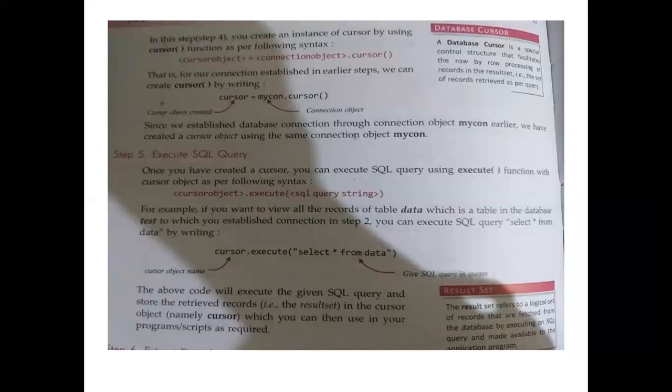So next, in this step 4, you create an instance of a cursor by using the cursor function as per the following syntax: cursor object equal to connection object dot cursor. A database cursor is a special control structure that facilitates row by row processing of records in the result set, the set of records retrieved as per the query. So you have to write cursor, the cursor object, equal to connection object, which is mycon, dot cursor function. So this is the connection object, this is the cursor object created. Since we established the database connection through the connection object mycon earlier, we have to create a cursor object using the same connection object mycon.